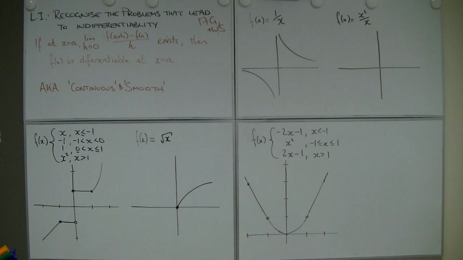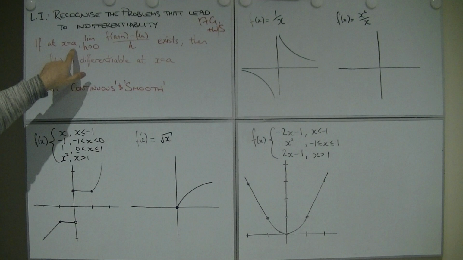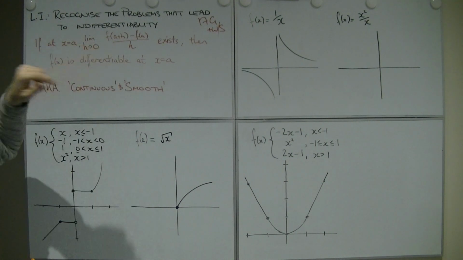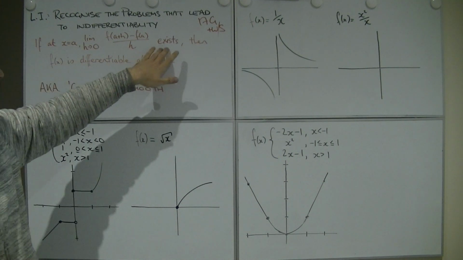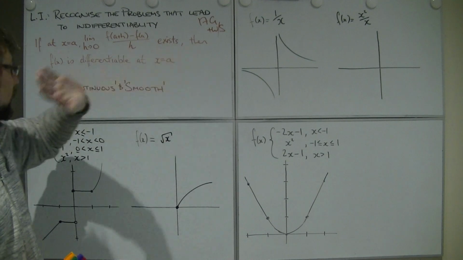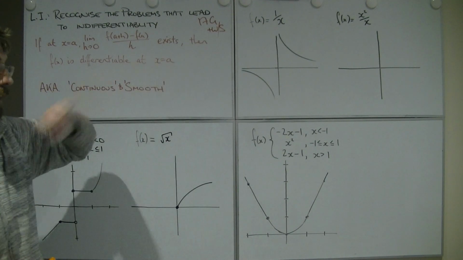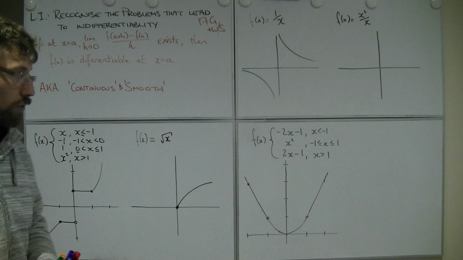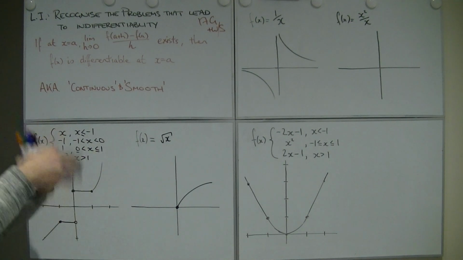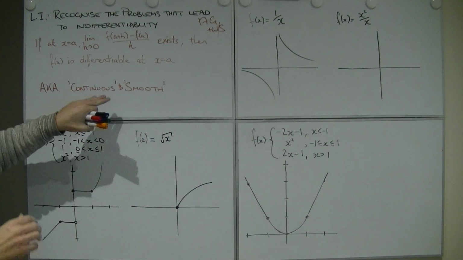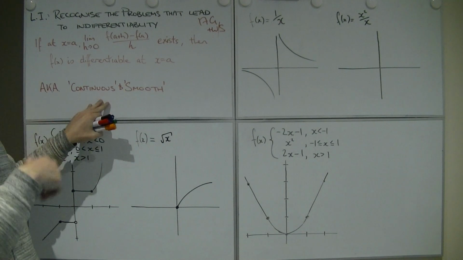So when are they differentiable? When a function's differentiable? Well, here's the proper definition. If at some value for x, the limit of the first principle exists, then the function is differentiable at that point. Brilliant, that's a whole lot of technical jargon. We're going to step that back a little bit and just say it's differentiable if it is continuous and smooth.